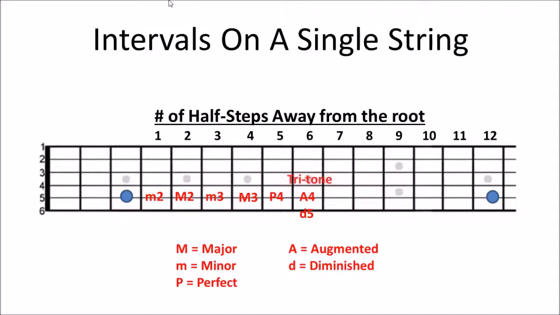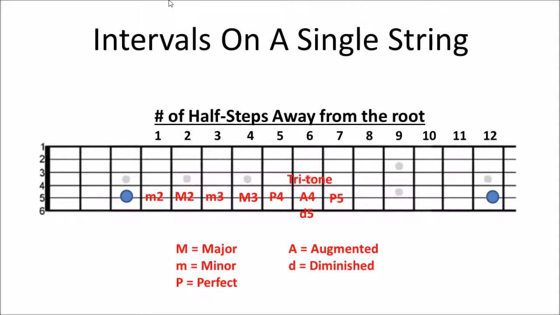And this note is also called a tritone. And the reason it's called a tritone is because it's simply 3 whole tones away from the root. So it's 3 whole steps or 3 tones away from the root. If we go 7 half steps away from the root, we have a perfect fifth.